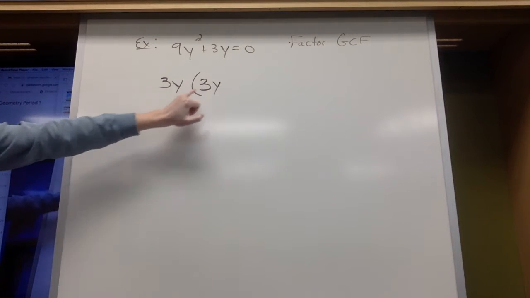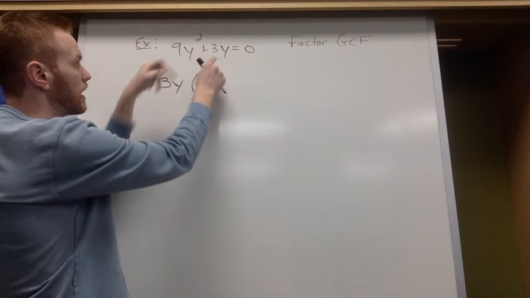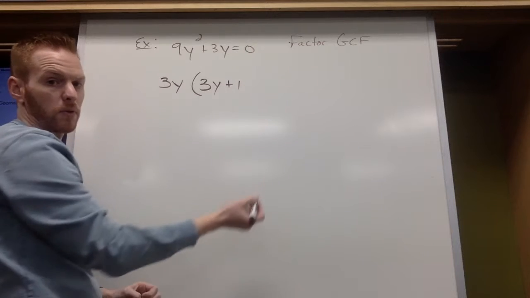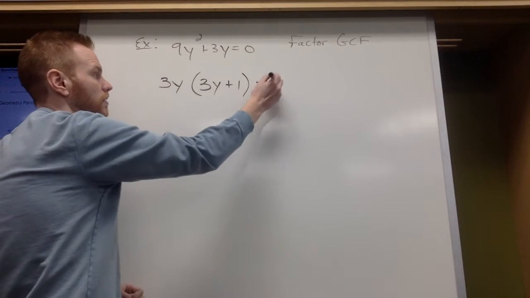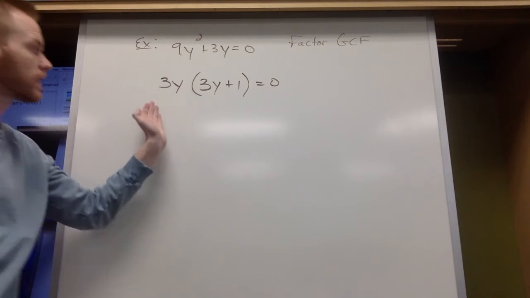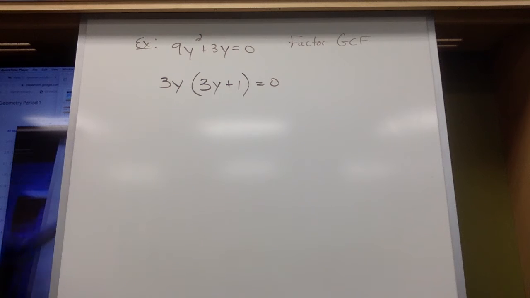Check your work. 3y times 3y gives me 9y squared. Over here, I'm taking a 3 out, so I'm left with a 1. I'm taking a y out, I'm left with a 1. So I'm done. 3y times 1 is 3y. If I multiply this out, I get the original. Okay, so there's my GCF.